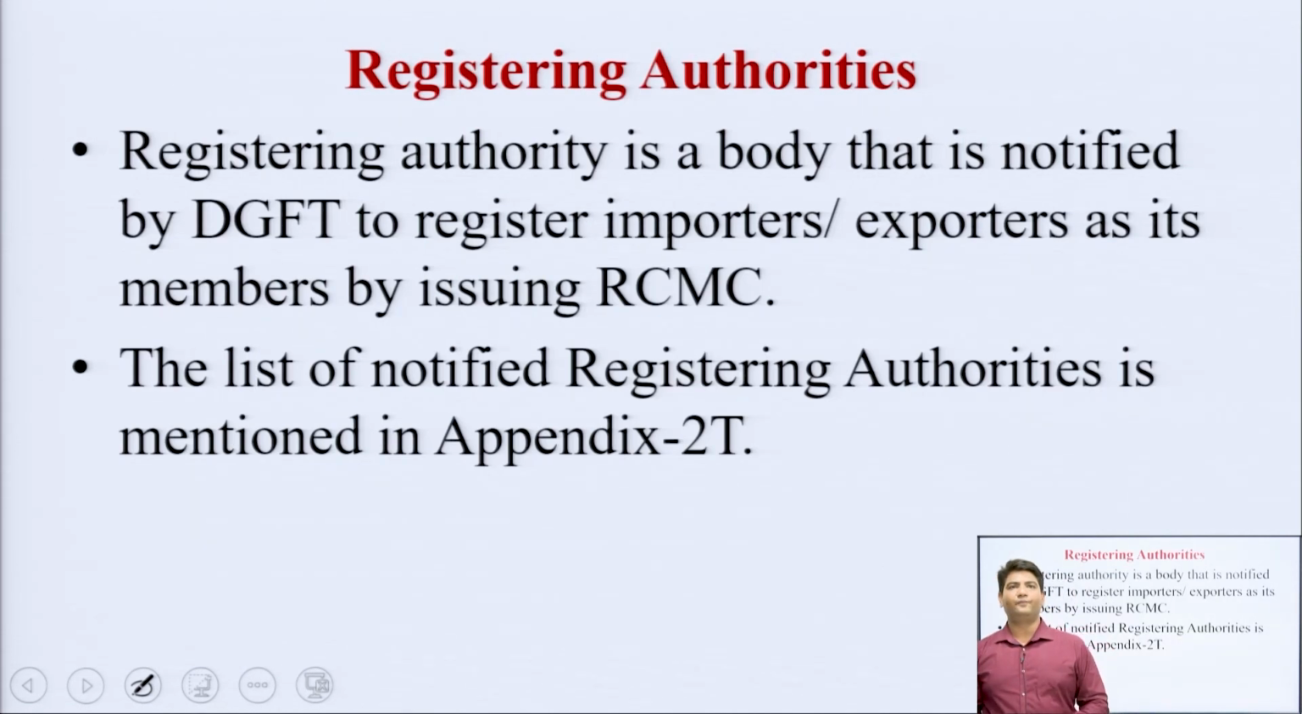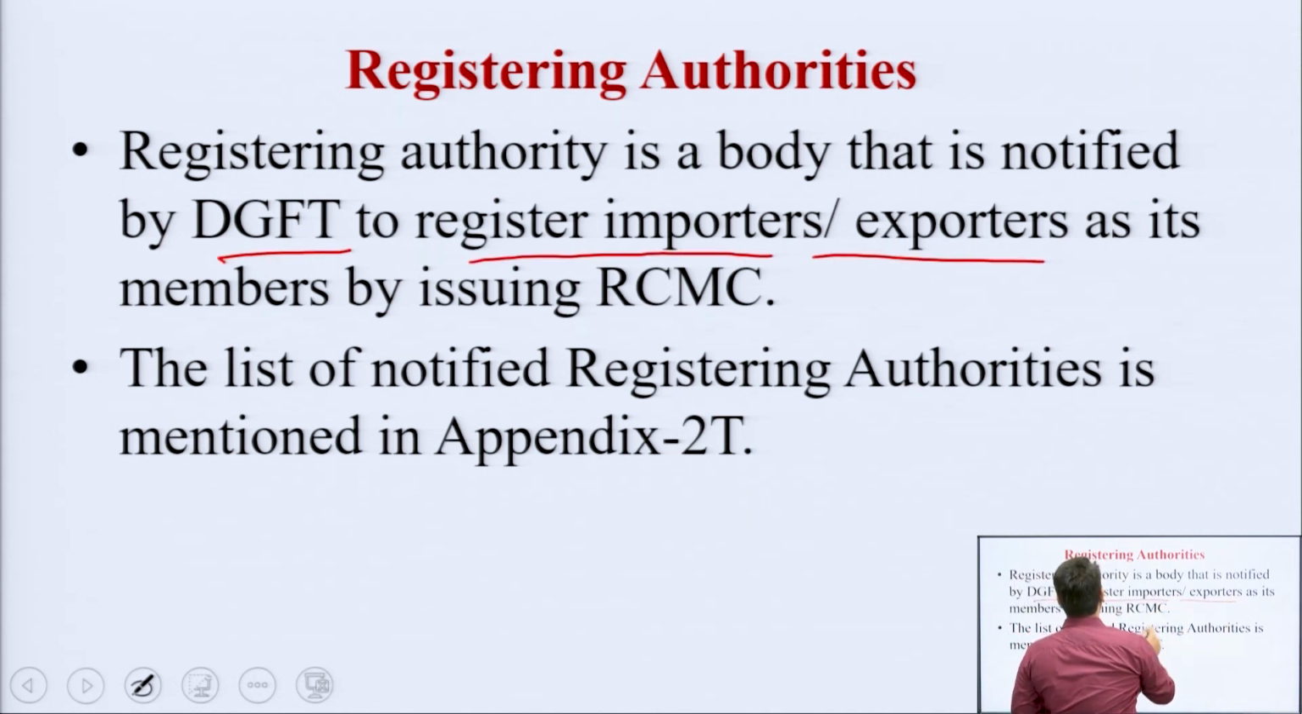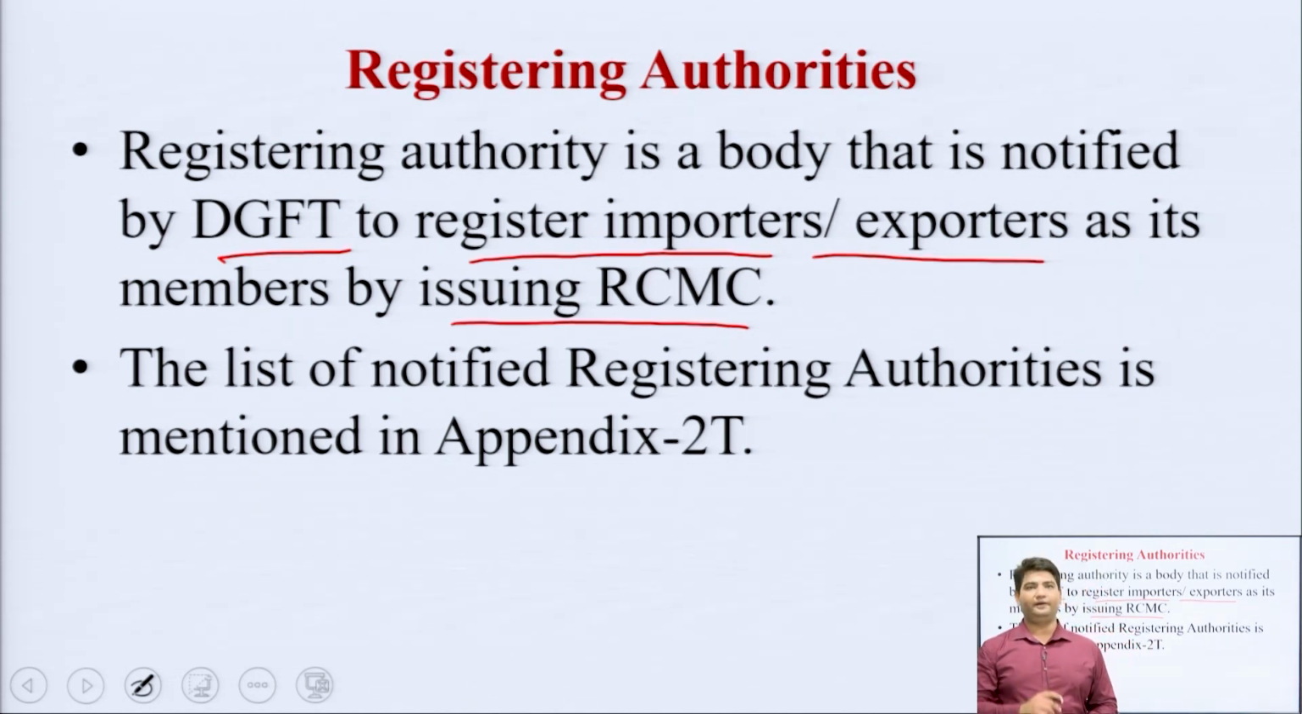from FIEO. Registering authorities. A registering authority is a body that is notified by DGFT to register importers and exporters as its members by issuing RCMC. The list of notified registering authorities is mentioned in Appendix 2T.